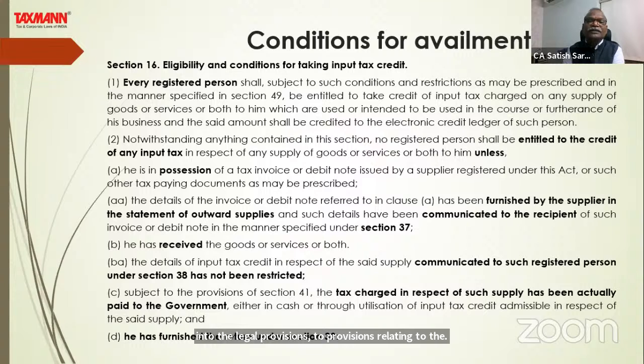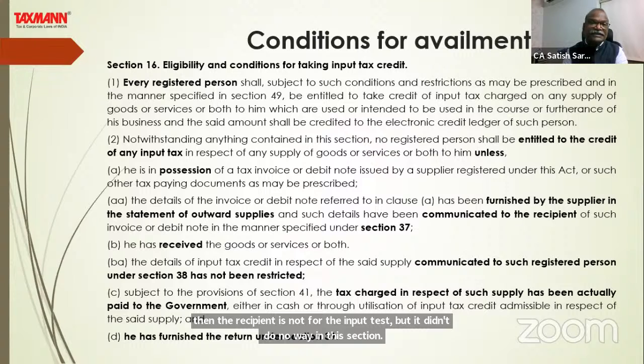Section 16, subsection 1 and subsection 2 gives us the right or the facilitation to claim the input tax credit. Subsection 1 talks about every registered person, that is, a recipient must be a registered person, and the conditions specified in subsection 2 have to be fulfilled by the recipient to claim the input tax credit. So in these conditions, subsection 2, subclause A, subclause AA, subclause B, subclause BA, subclause C, subclause D, they never say that on the date of transaction, the registration of the supplier must be valid, and that subsequently, if its registration is cancelled, then the recipient is not entitled to the input tax credit. Nowhere in this section is the law framed like that.